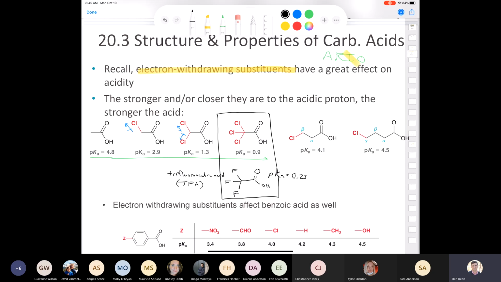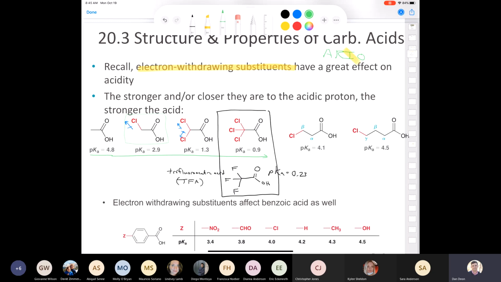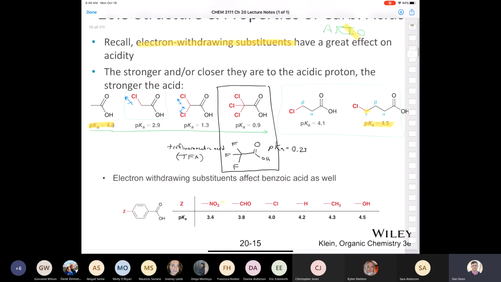The next two examples here, if you compare this compound, boxing in green now, with these two compounds, at least I'm trying to box them in here, as we go from 2.9 to 4.1 to 4.5, the whole point here is that as the electron withdrawing group gets further and further away, the effect on the acidity is less and less pronounced. Okay, and you can even see that the pKa of this one here is very close to the pKa of acetic acid. And so once you get out to about the gamma carbon, if you have an electron withdrawing substituent, it has very little effect, almost no effect at all.